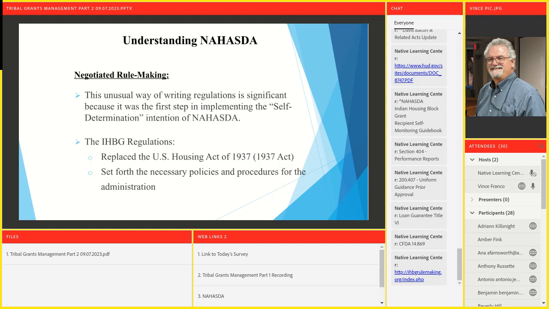More on that. This unusual way of writing regulations is significant because it was the first step in implementing the Self-Determination Act. So they used this process back in the day when they created the legislation and all the regulations, and they just followed suit since then, doing the same thing.